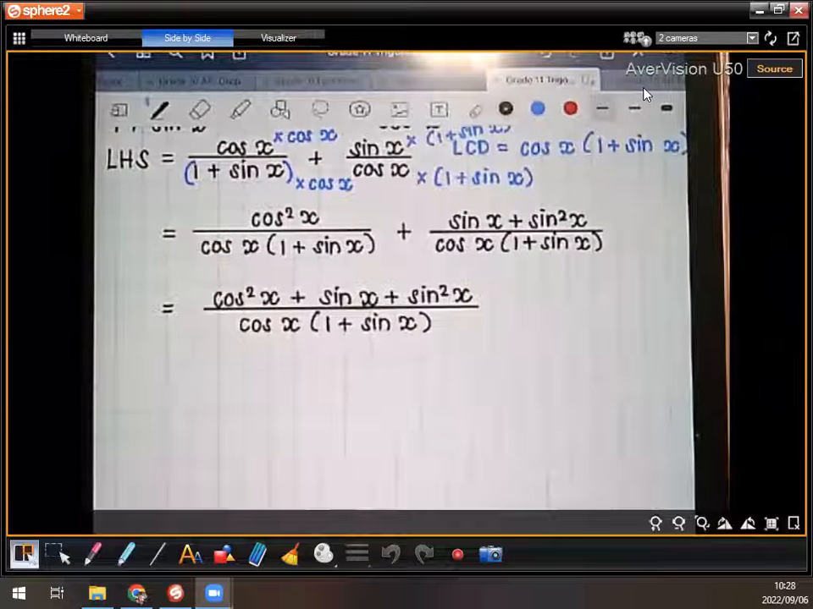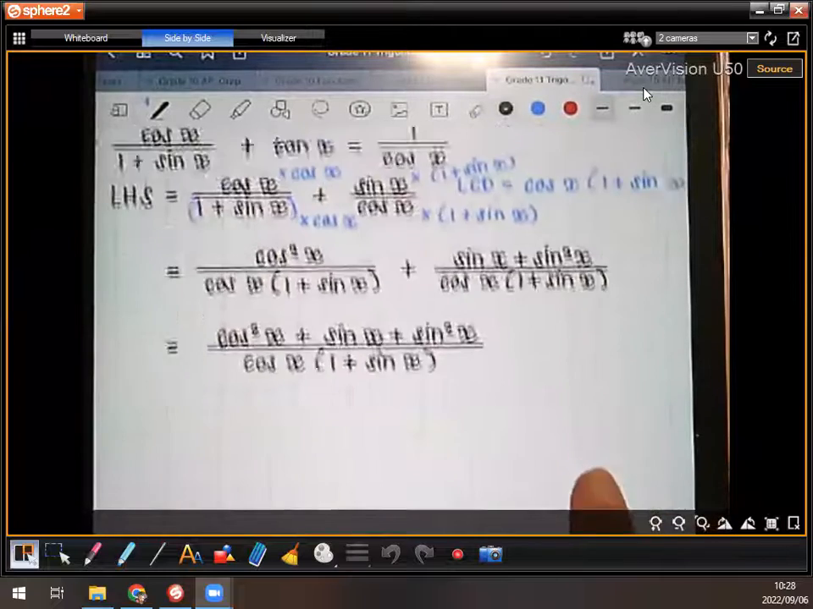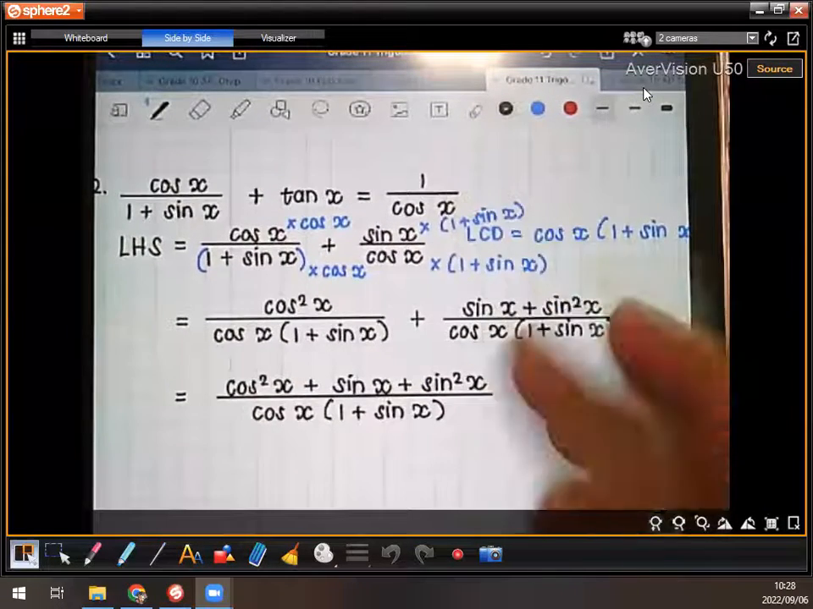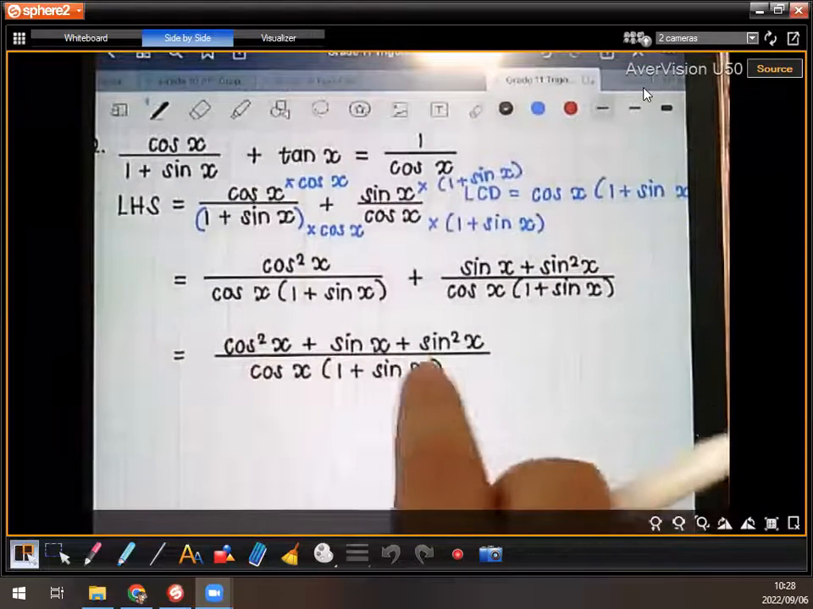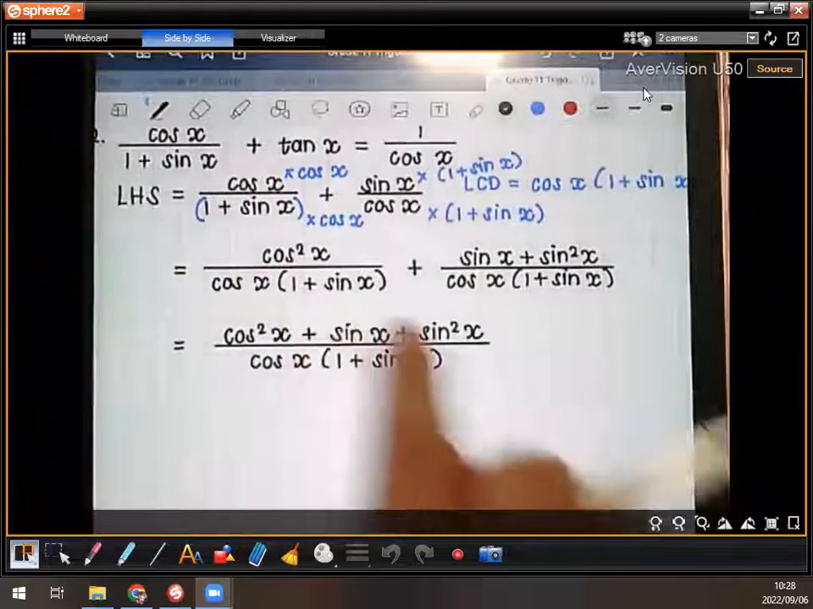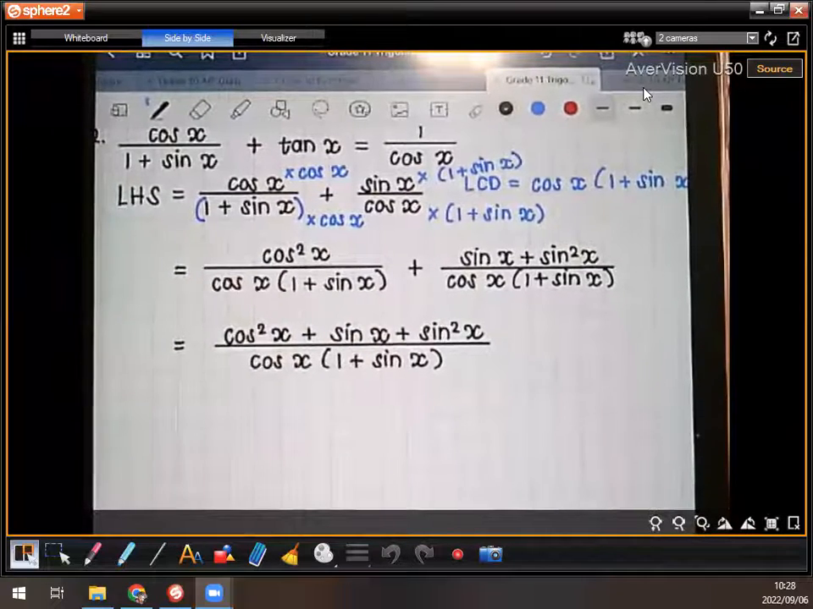Okay, now what? Remember what we're trying to work towards, right? 1 over cos x. So all of this stuff at the top and this bracket, we need to try and get rid of. We just want 1 at the top and cos x at the bottom. What do you think? You could find that bracket out, but let's first just talk about what's happening at the top.